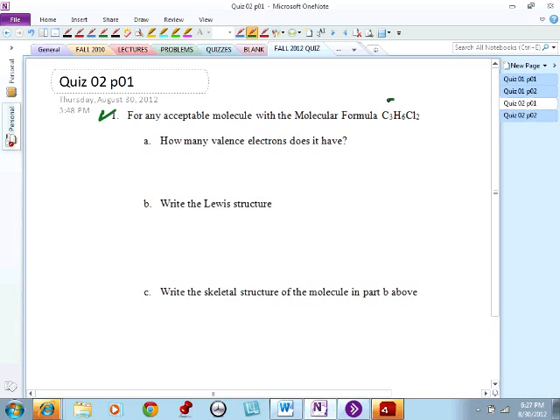You have a formula C3H6 and 2 chlorine atoms. And of course, the first question here is, how many valence electrons does this molecule have? Anybody? 32? Okay, that is correct, by the way. How did you come up with 32?